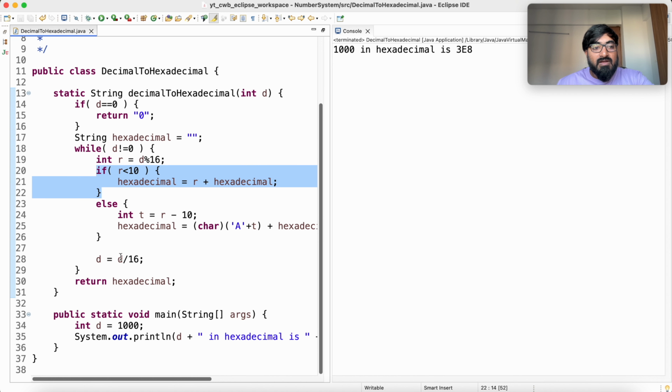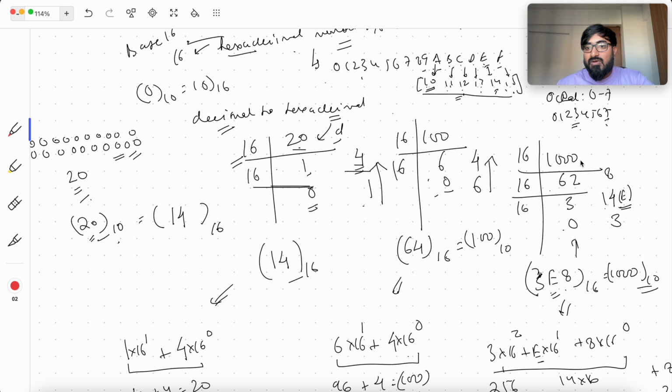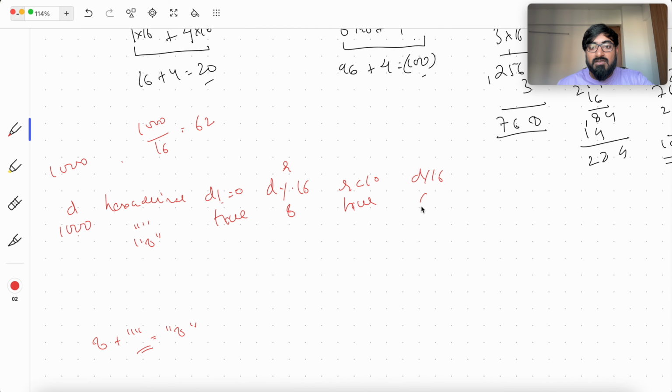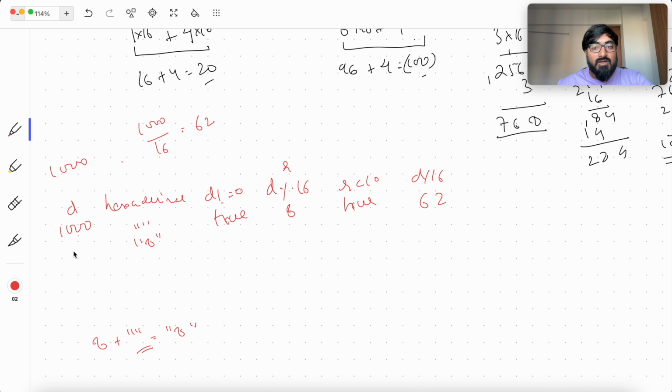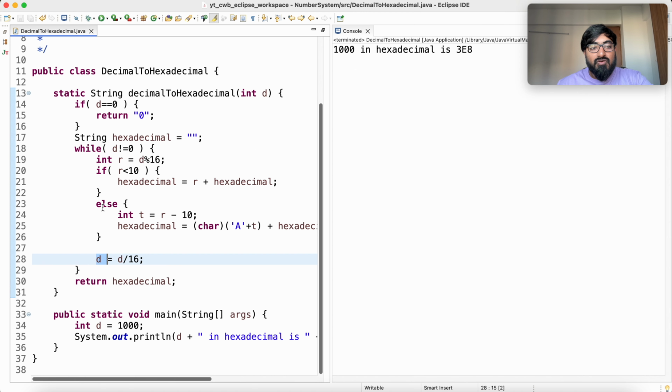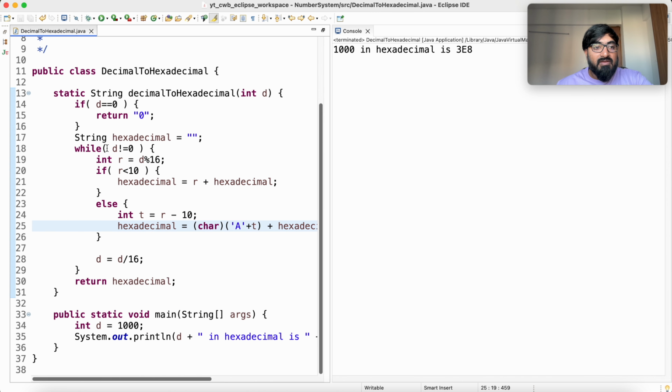If part is done, we come here, d is d by 16. 1000 by 16 will give us the quotient. 16 6 is 96, 40, 16 2 is 32. So 62 was the quotient, which goes back into d. So this is now 62. One iteration is done and we have one remainder in my string. Then we check d not equal to 0.